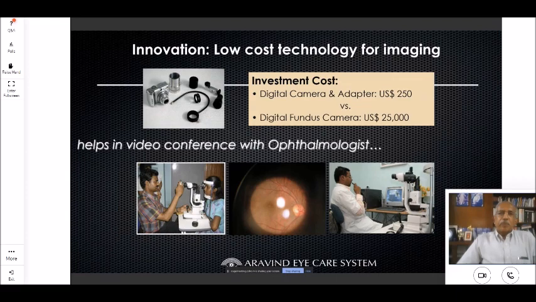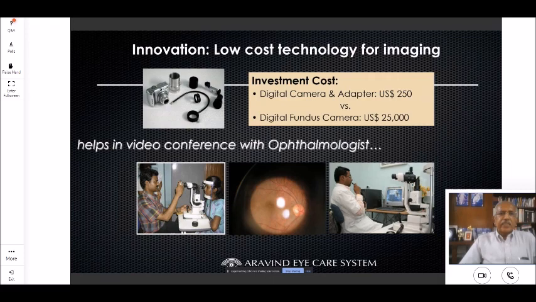So how do we substitute for that? There are cameras which can do that, but they're extremely expensive. A camera which can photograph the retina in those days used to cost about $25,000. We're talking about 10, 12 lakhs in those days. So we innovated.